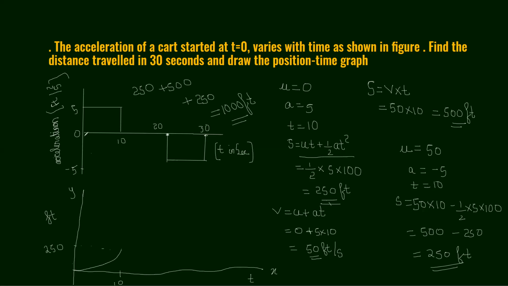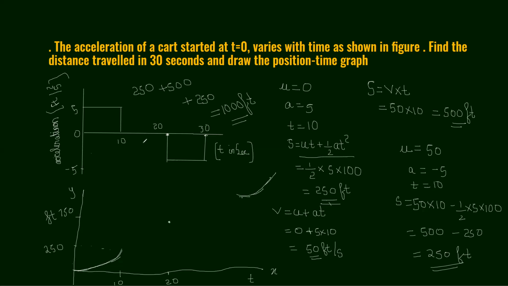Why? During 0 to 10 seconds, acceleration is constant, so velocity is increasing. Velocity is increasing means the slope is also increasing. You can see from this curve, at each point the slope is increasing. So it's the distance curve from 0 to 10 seconds. At 20 seconds, what is the total distance covered? That is 250 plus 500, that is 750. So 750 at 20 seconds.